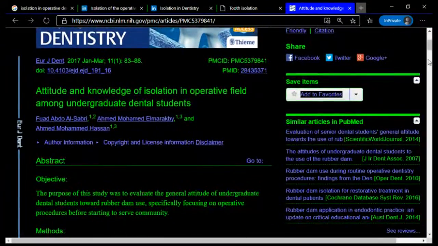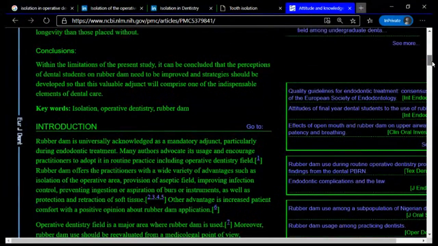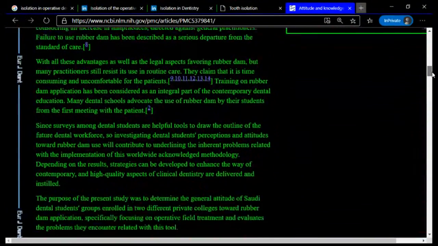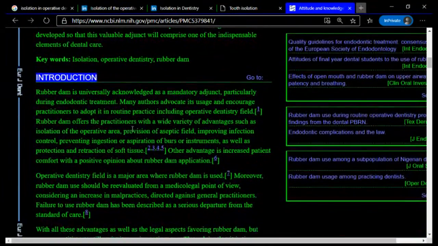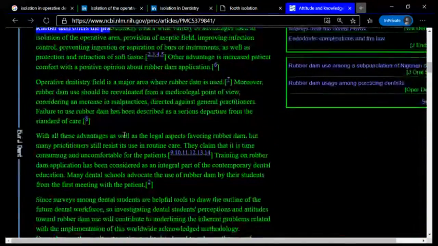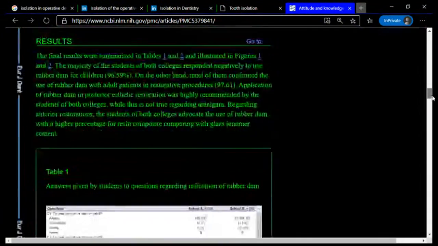Okay, so as we have seen, the rubber dam is very important as an introduction to this subject, and very helpful in dentistry in all cases, with restoration, in the medical field, in the dental field.